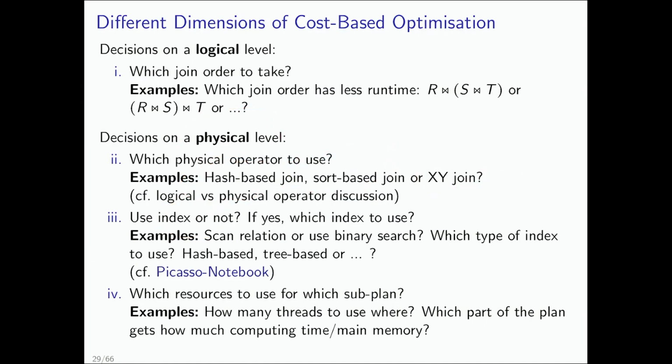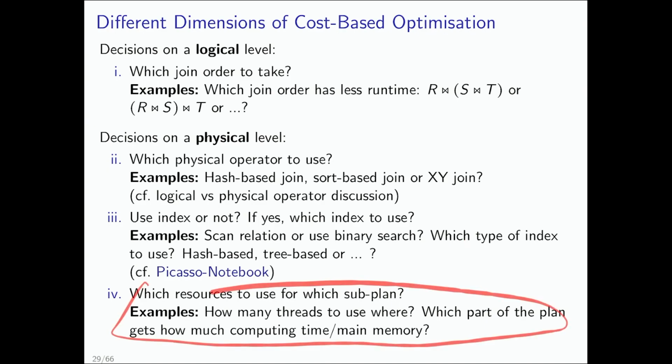You may think that if there's an index, I will choose the index. In a storage hierarchy, there are cases where choosing the index is a bad idea because it will ruin your performance. The reason is random I/O actually. So that's not so easy. Which resources to use for which subplan is another thing. So how many threads to use, how much memory, stuff like that. The optimizer has to make a decision on that.